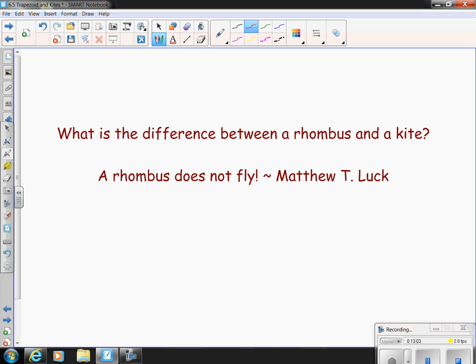Hopefully you realize that the real mathematical difference is that in a kite, the opposite sides are not congruent, where in a rhombus, the opposite sides are congruent. That's really the only difference mathematically. So a lot of the theorems and the formula for the area of a kite is the same as the formula for the area of a rhombus. You can use the same one, so they are very similar.